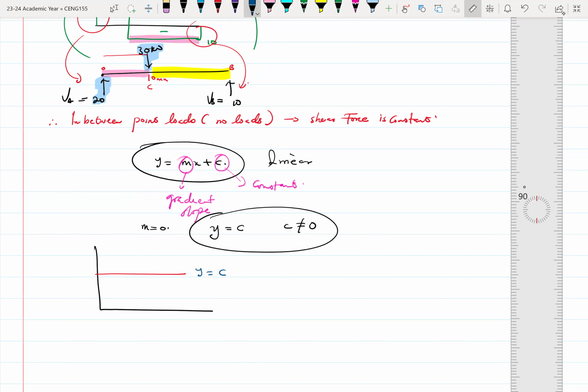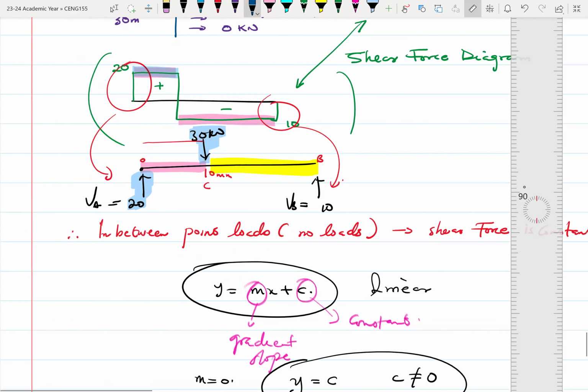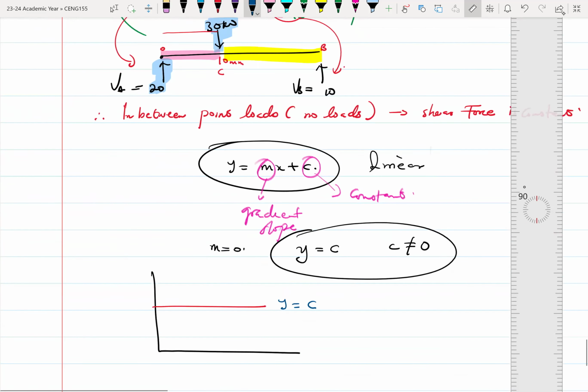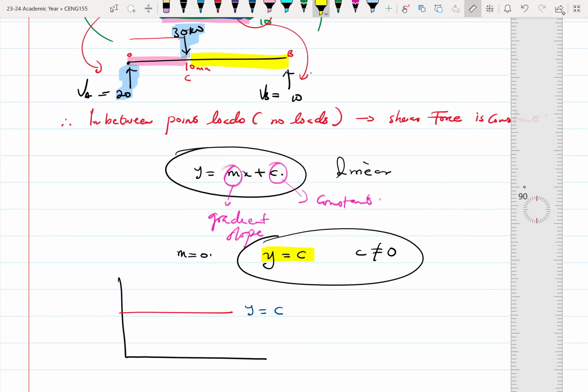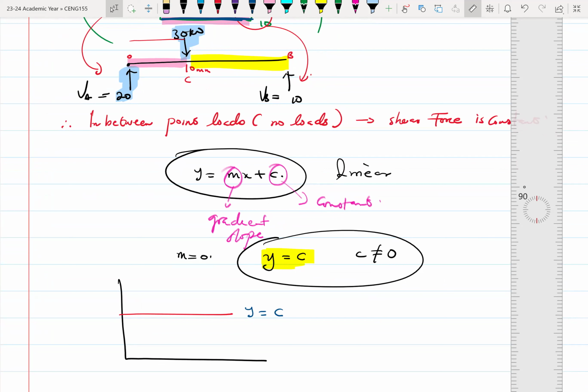And pretty much this is what we are trying to do over here. This line here is constant. This line here is constant. The equation of the line is constant because y is equal to c. So between points where there are no loads, the equation of your line is a constant.